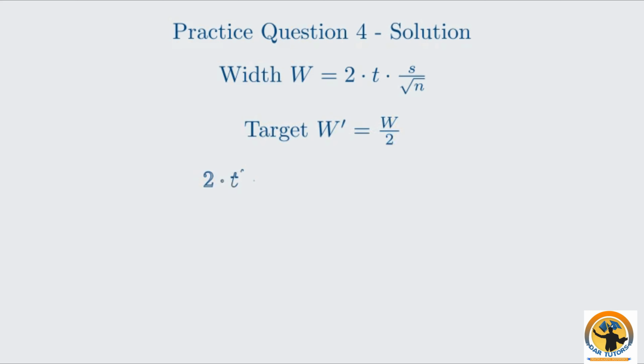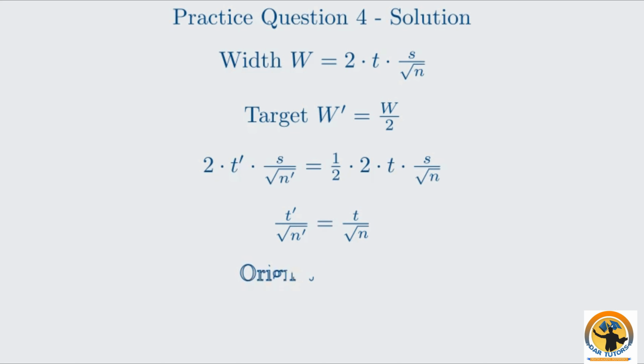So we set the equation 2 times T prime times S over root N prime equal to half of our original width expression. Several terms cancel out. The 2 on the left and the 1/2 times 2 on the right, and the standard deviations on both sides. This leaves us with T prime over root N prime equals T over root N. Since the sample sizes are not the same, the degrees of freedom are different, which means the critical t-values will also be different. We must include them in our calculation.